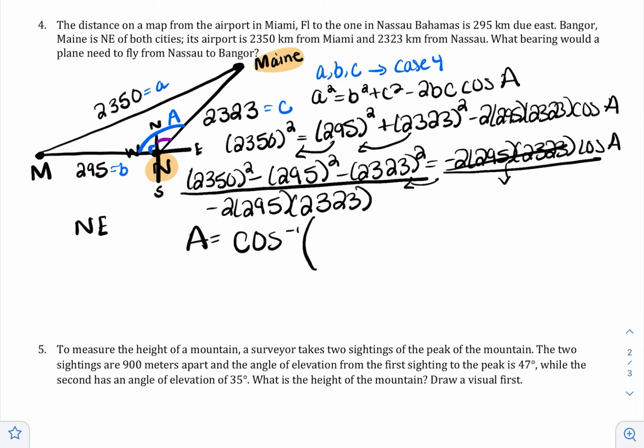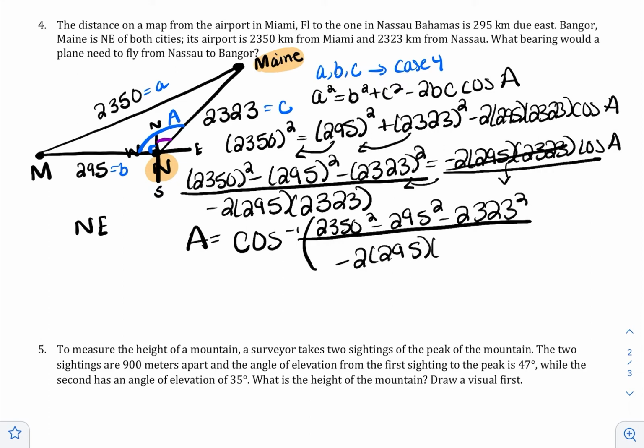So I'm going to write it one more time for good measure. 2,350 squared minus 295 squared minus 2,323 squared. Be careful with your signs. Over negative 2 times 295 times 2,323. Okay, so that's A. That's the big blue one.